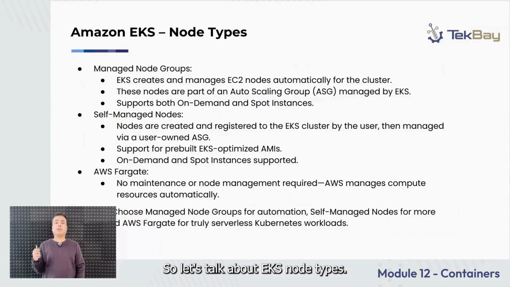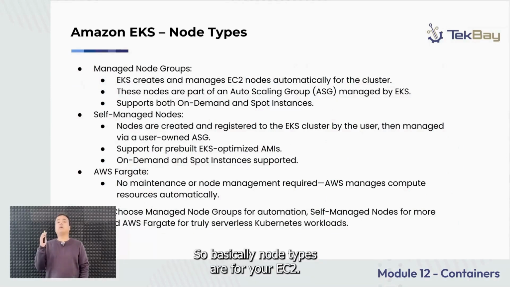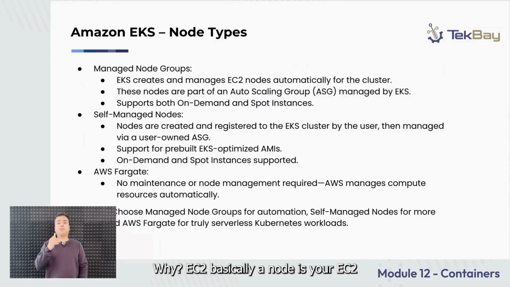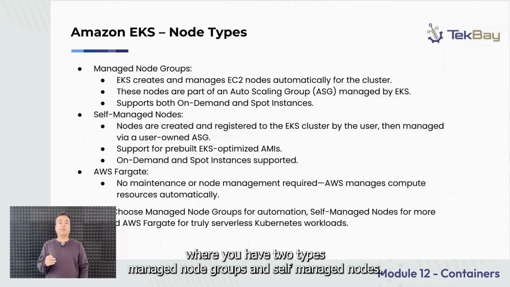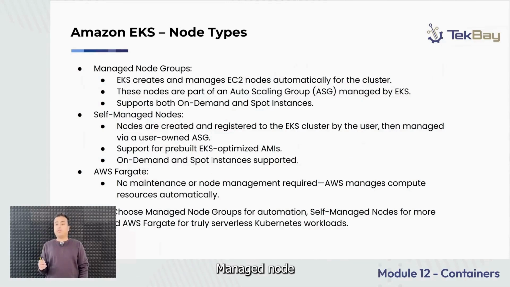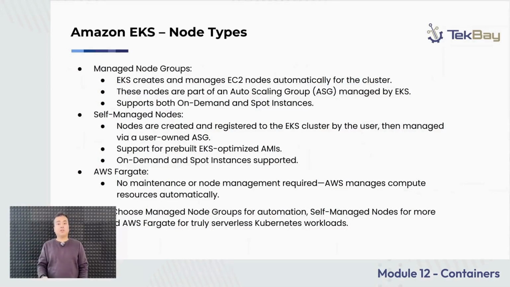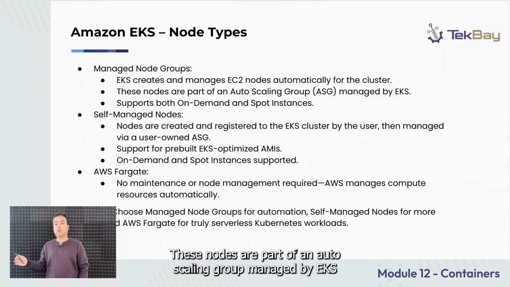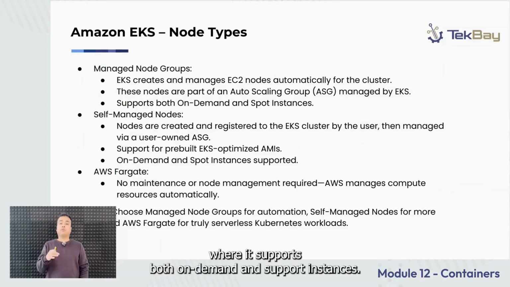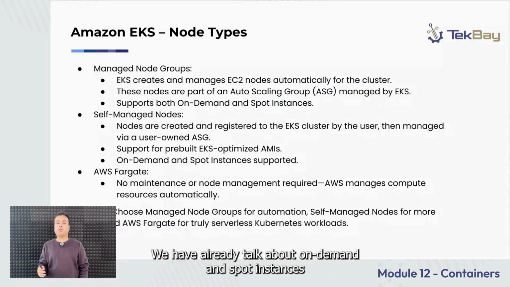So let's talk about EKS node types. Basically, node types are for your EC2s, since your node is your EC2. There are two types: managed node groups and self-managed nodes. With managed node groups, EKS creates and manages EC2 nodes automatically for the cluster. These nodes are part of an auto-scaling group managed by EKS, and it supports both on-demand and spot instances. We have already talked about on-demand and spot instances.